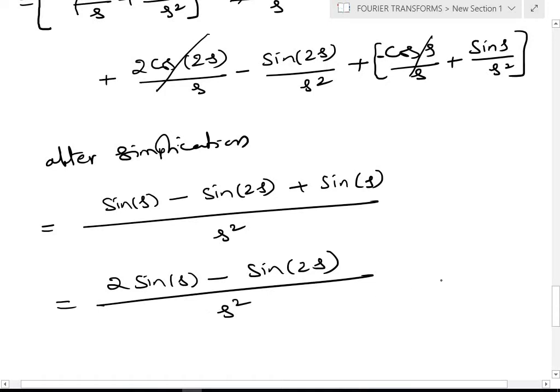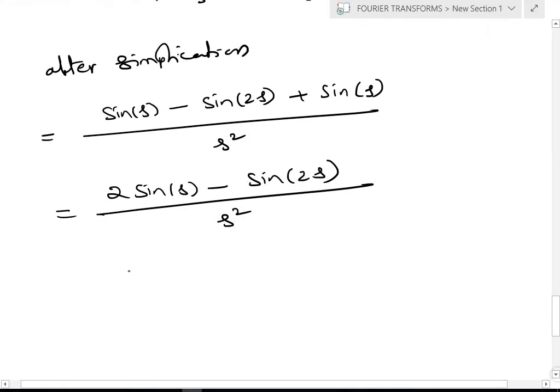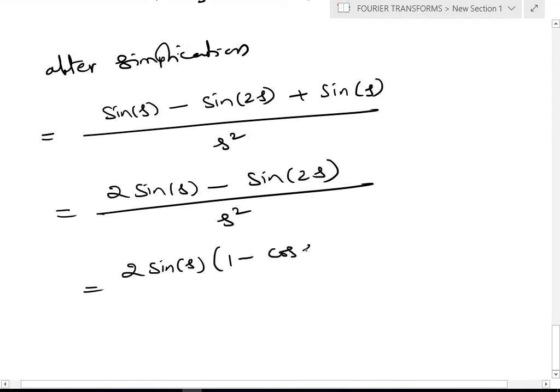Then that's it. What can we write here? In place of sin 2s, 2 sin s cos s. So 2 sin s I can take common, then 1 is remaining, then cos s is remaining, divided by s square. Okay, so this is the way of solving the problems.